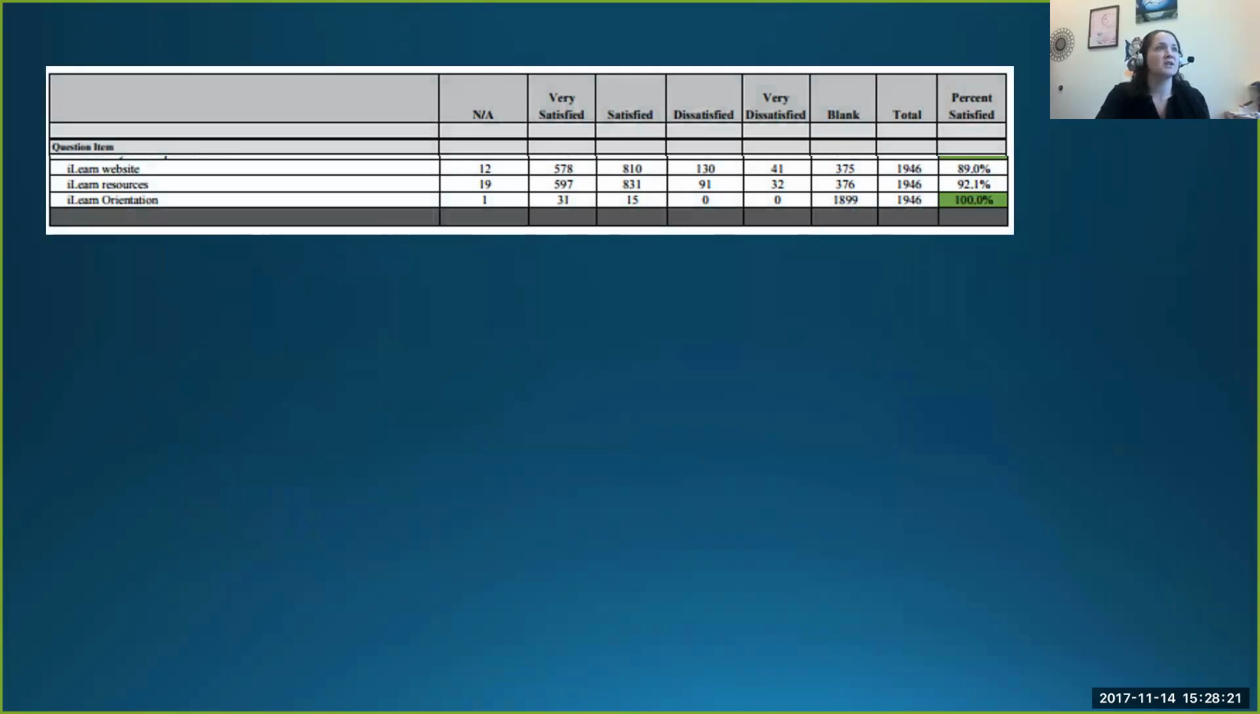So first and foremost, the statistics that they provided us were as follows. Our online orientation satisfaction rate, so students who rated it either very satisfied or satisfied, was 100%, which was amazing. That was fantastic. It wasn't 95. It wasn't 90. It was a 100% satisfaction rate. No student said that they were dissatisfied with it, which was amazing.